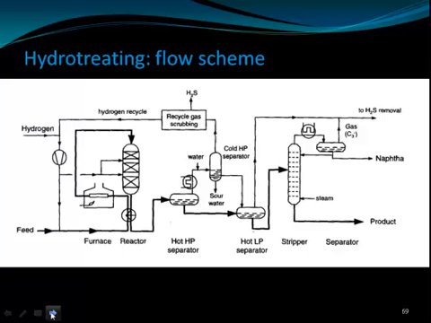So here is the flow sheet of hydrotreating. The feed is sent to the furnace and then to the reactor, where the hydrotreating will take place. Then it is sent to the hot high pressure separator, and then to the cold high pressure separator. Sour water will come out, and sour water generally means it has sulfur content.